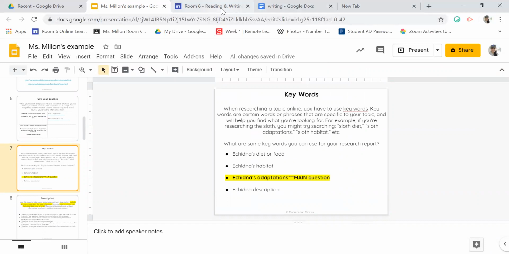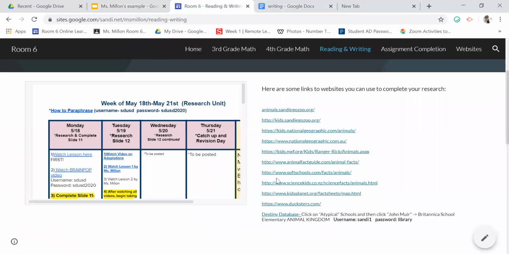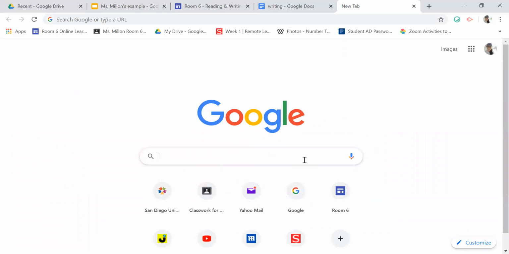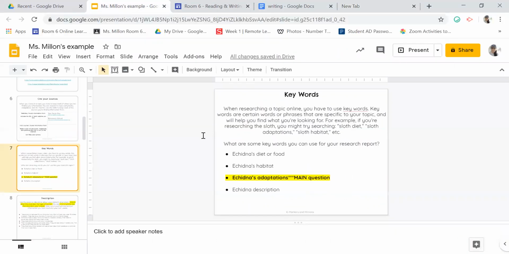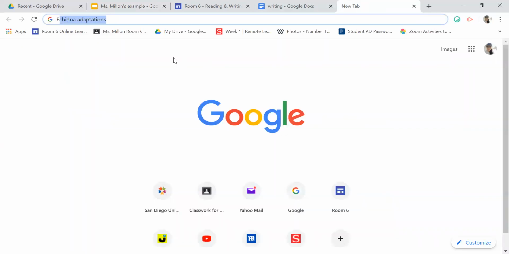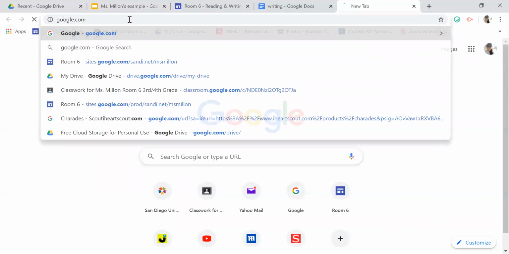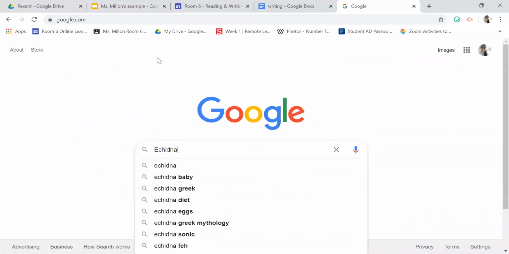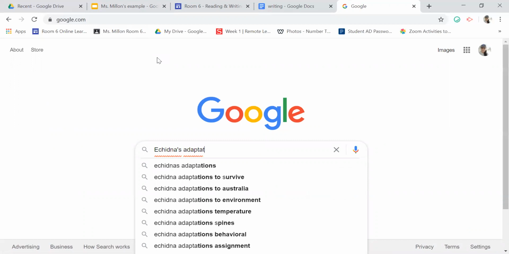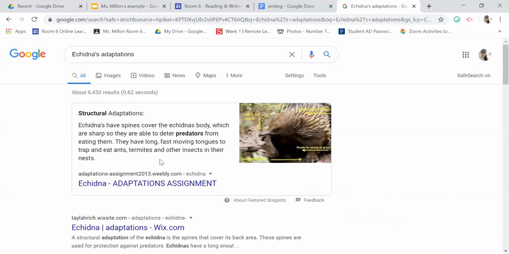So because I was looking at the sources and I couldn't find a ton of information on these ones, I'm going to look elsewhere today. So I'm going to go to Google and I'm going to use this keyword, echidna's adaptations, because that is what I'm going to focus on today. So you can type that in right here. Make sure you obviously focus on your own animal, but I'm going to type that in here and see if I can find more information.